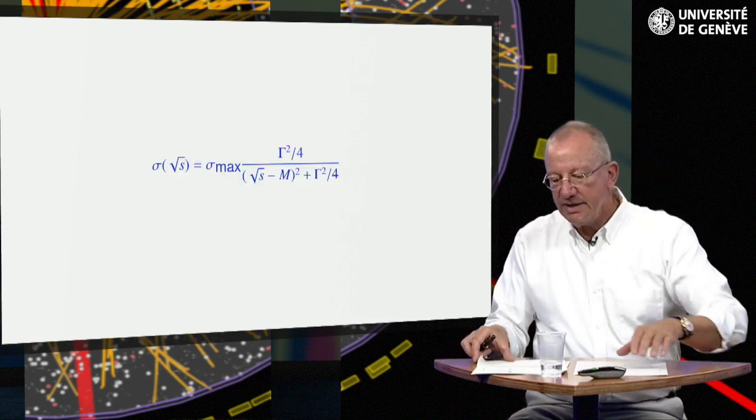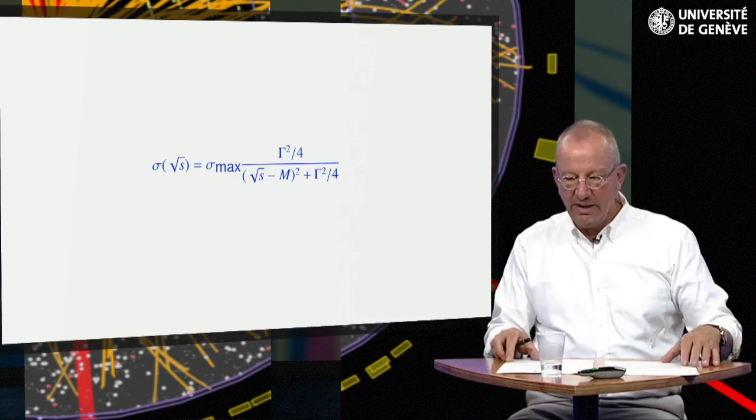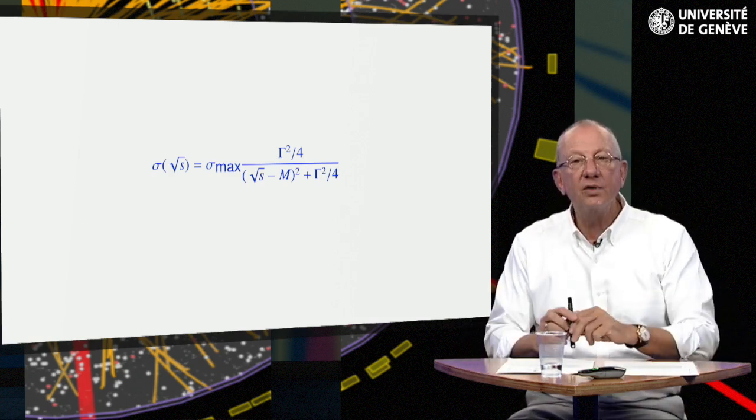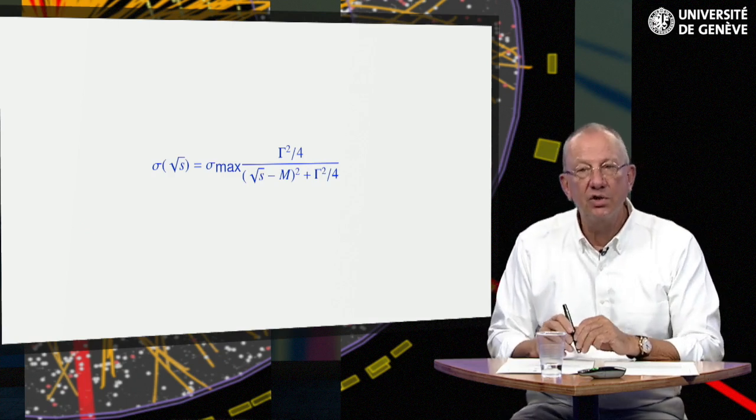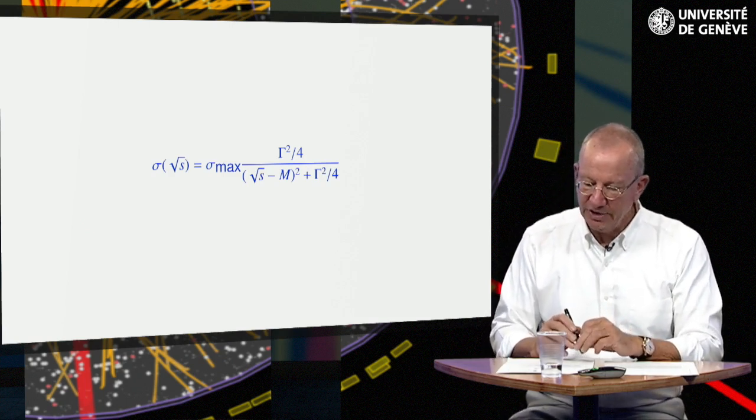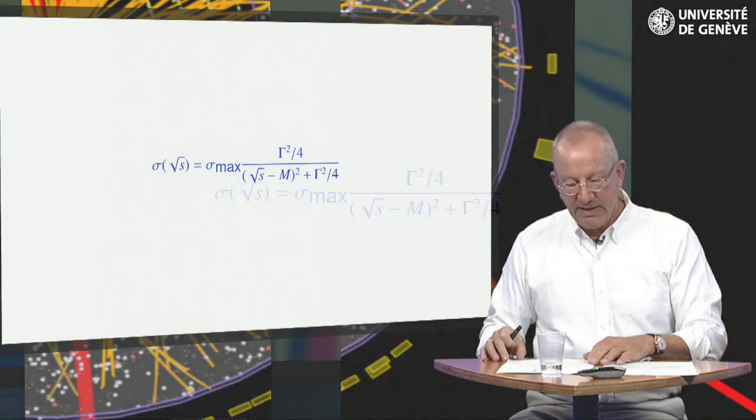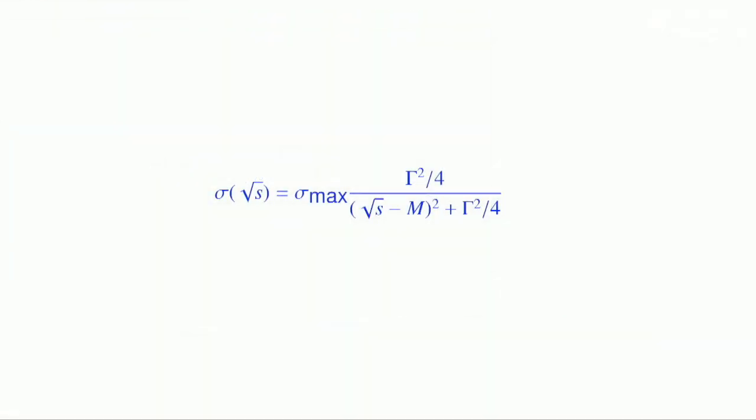The energy dependence of the electron-positron cross-section around a resonance generally follows a Breit-Wigner function, which is shown in this equation. M is the mass and gamma is the width of the resonance. The cross-section is reduced to half of its maximum value, sigma max, for square root of s equal to M plus or minus gamma over 2. The lifetime of the resonance is the inverse value of the width. Tau is equal to 1 over gamma.